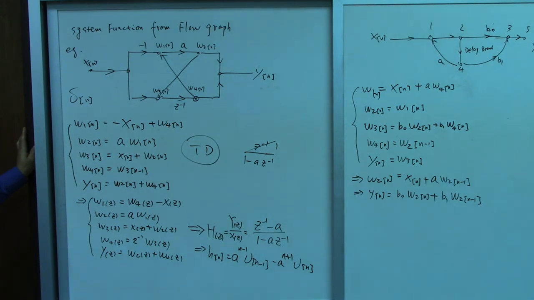So if I give you a flow graph, or you get a flow graph from any system, follow these steps, try to find the system function and the impulse response. I believe we have homework problems to practice this. We are going to stop here, and next time we are going to discuss infinite impulse response and finite impulse response systems.